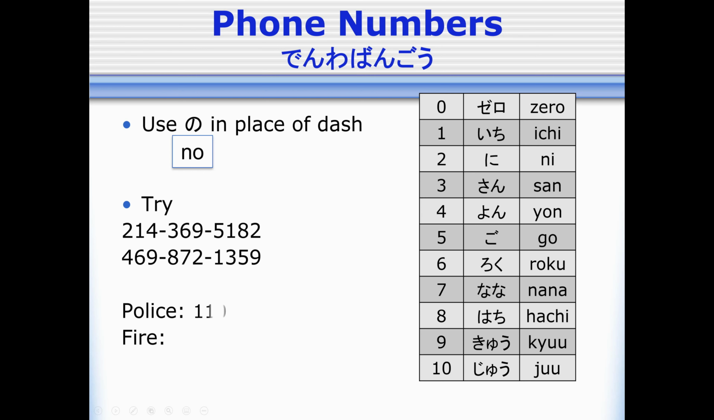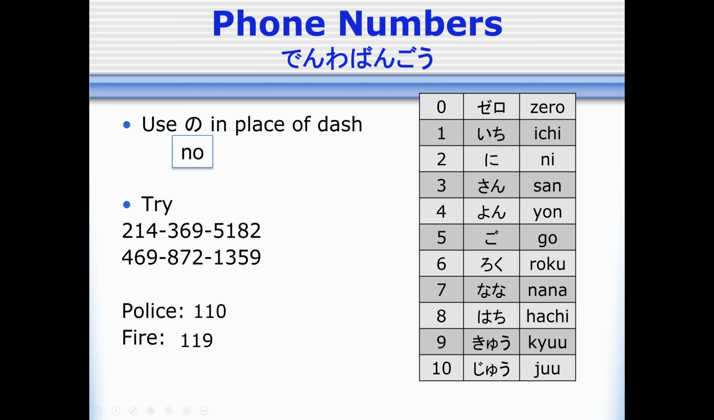How about these emergency numbers in Japanese? How would you say them? That's right. They're 1, 1, 0 and 1, 1, 9. So, how do you think we can say it in a complete sentence?